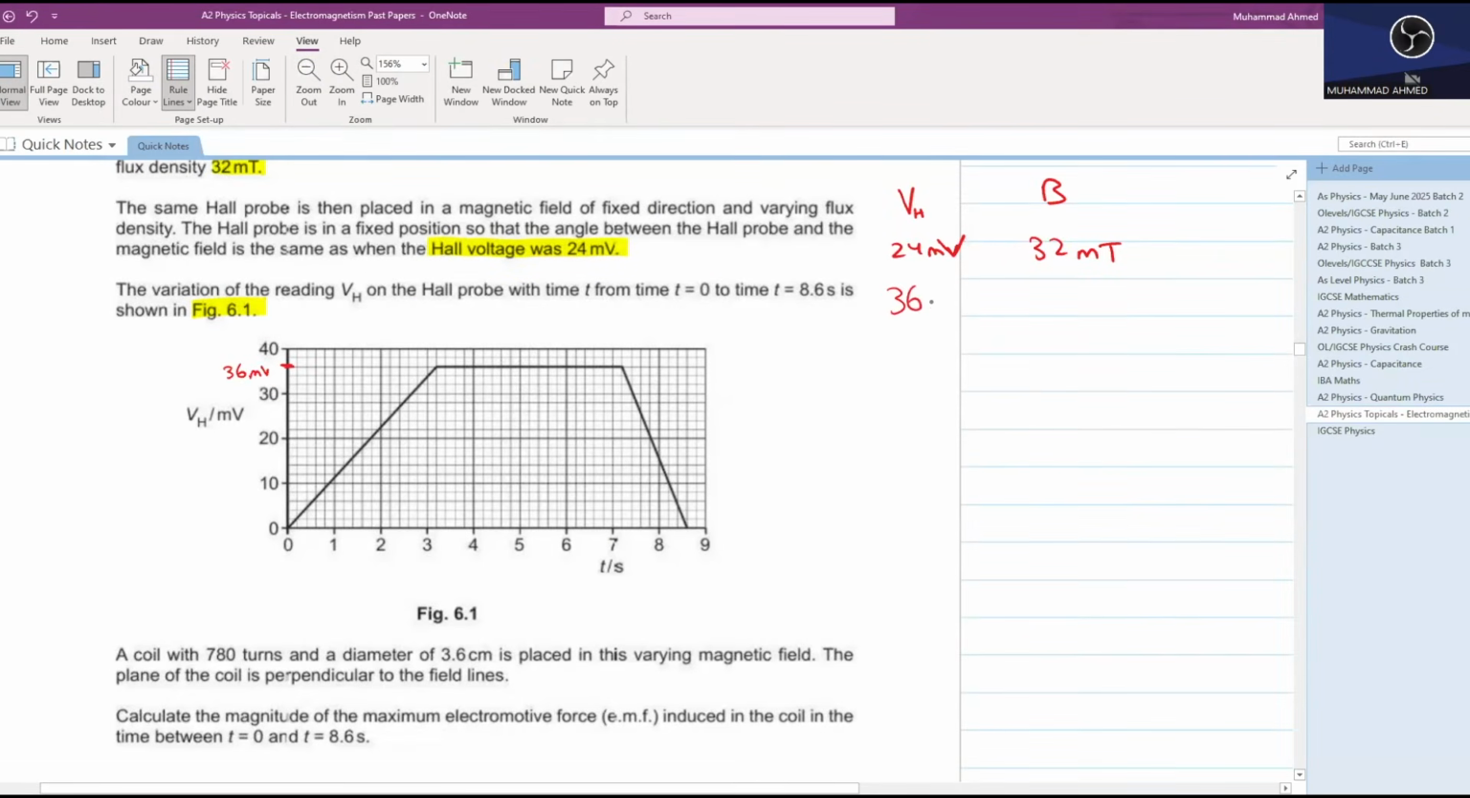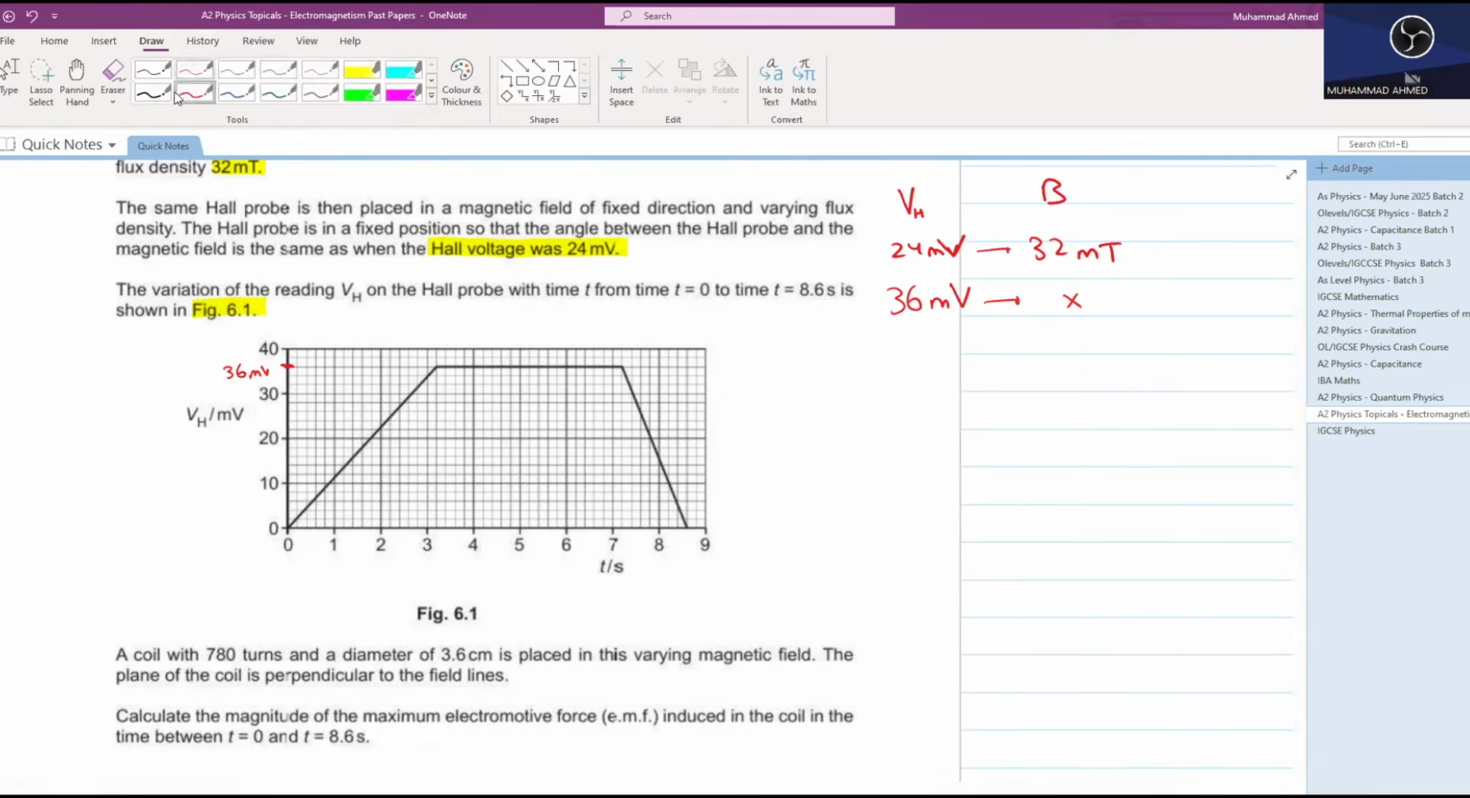If your maximum Hall's voltage is 36 millivolts, what will be your maximum magnetic flux density? Can you cross multiply and calculate it? Yes. 36 into 32 divided by 24 is equal to your x. Let's calculate this. 36 into 32 divided by 24 comes out to be 48. 48 millitesla is your maximum magnetic flux density for the scenario shown in the graph.